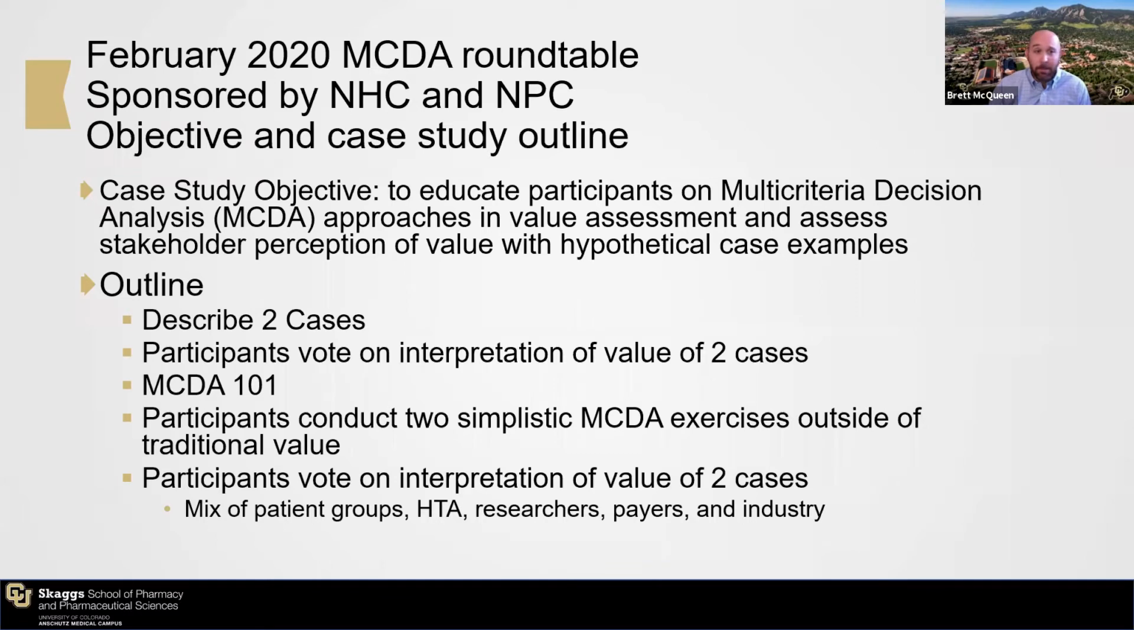I do have a time limit and I like to talk, so I'm gonna keep going. So the brief outline was essentially, we described two cases based on traditional value evidence. So cost effectiveness, net health benefit, prevalence, et cetera, almost like a PCOT table, if you will. And then we had participants say, did you think the therapies were low, intermediate, or high value?